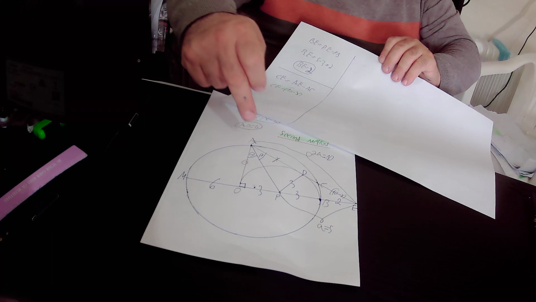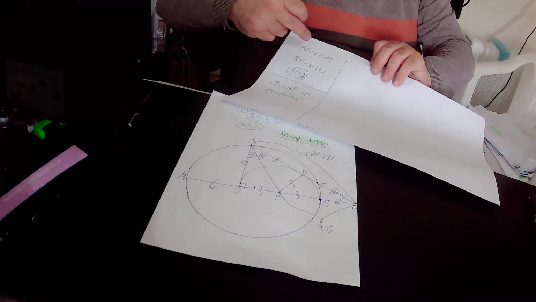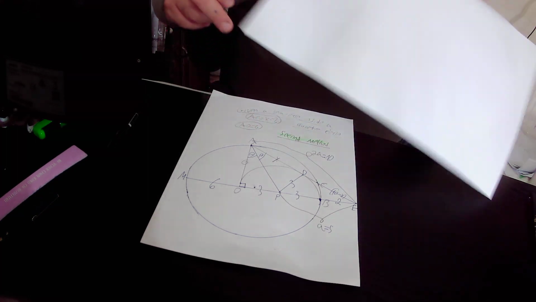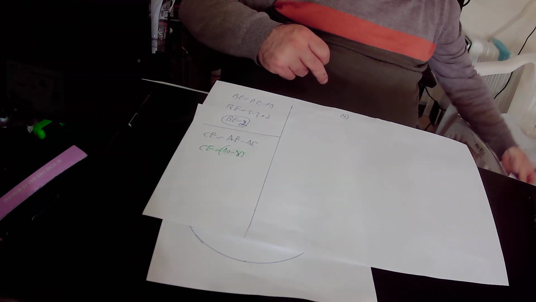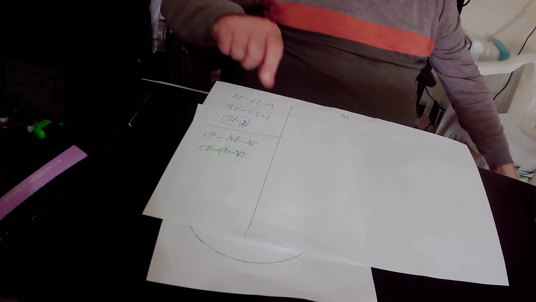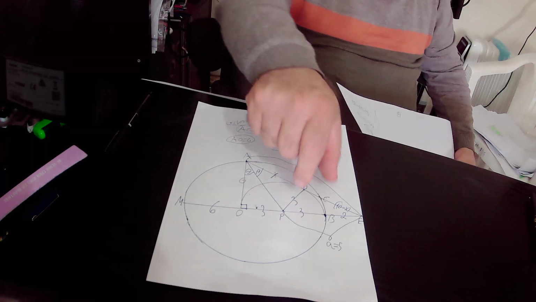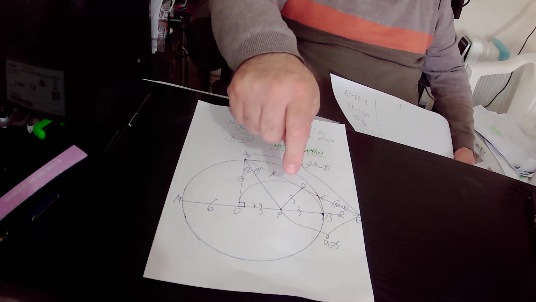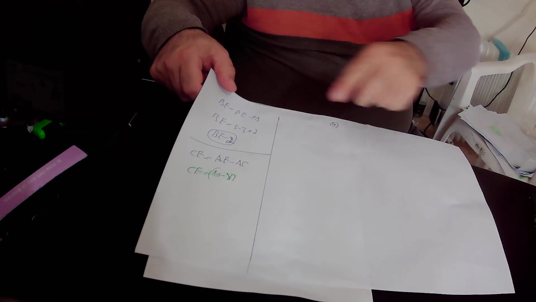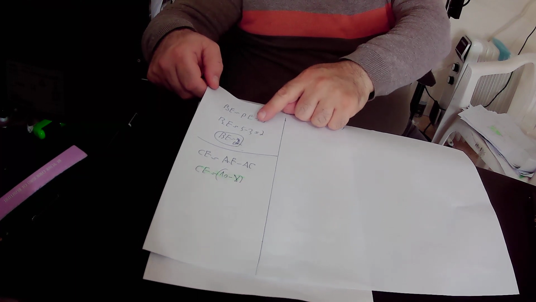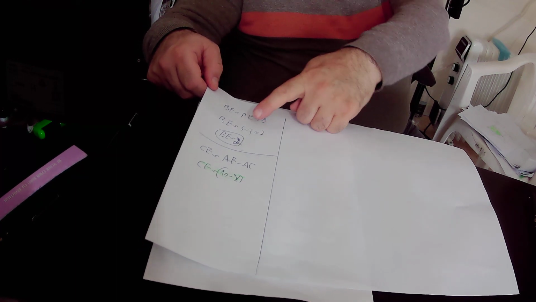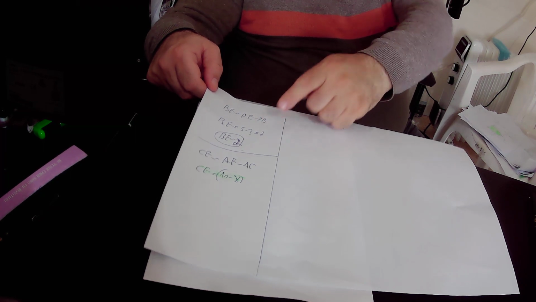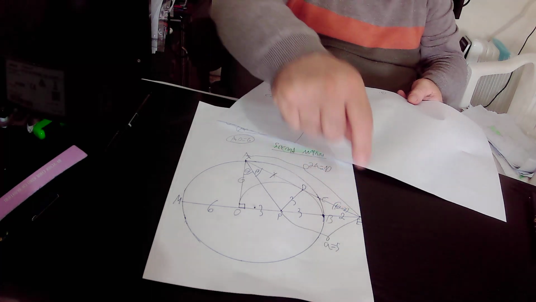Here PB equals 3 units and PE equals 5 units, so BE equals PE minus PB. PE is 5, PB is 3, so BE equals 5 minus 3, that is 2. So we found out that BE equals 2 units.